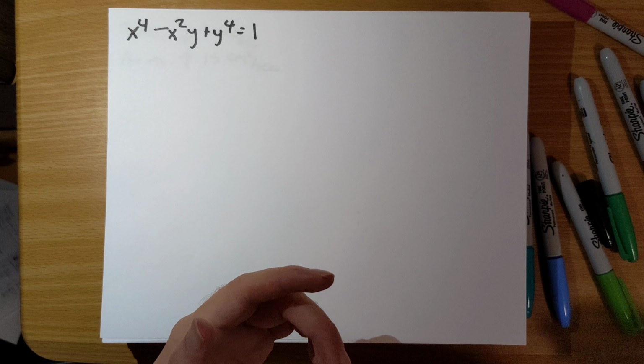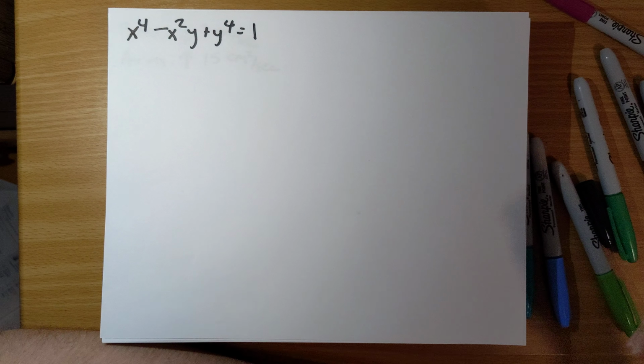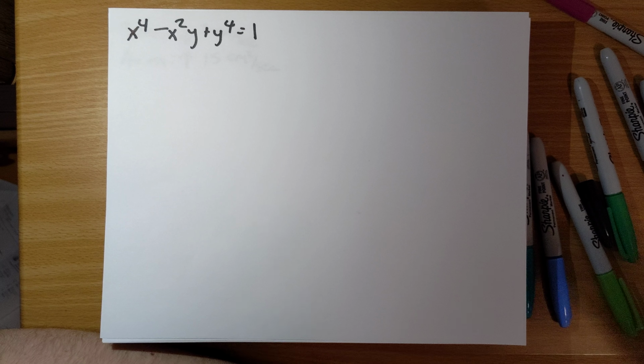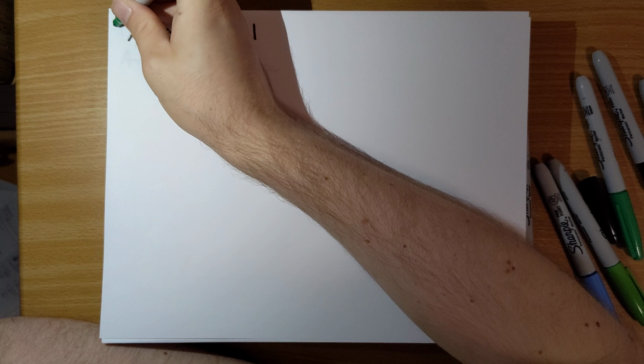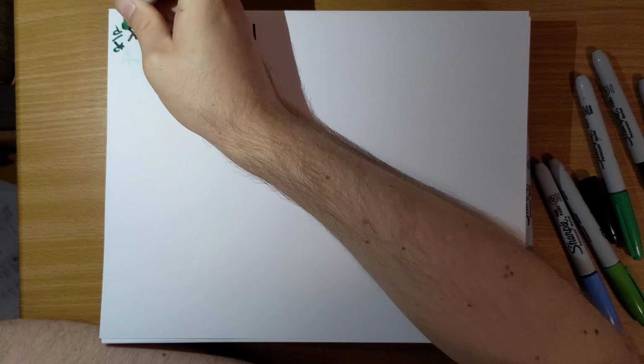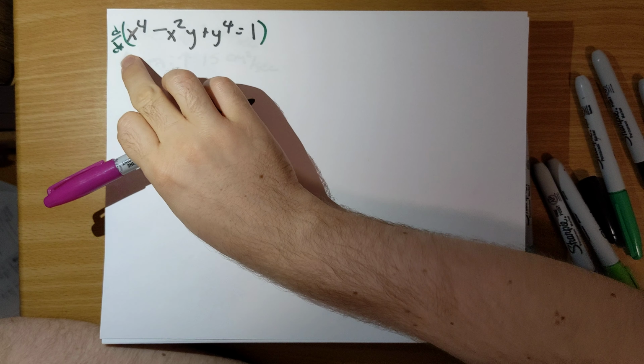Question number 22, we're being asked about the curve with this equation. We want to find dy dx at a general point on this curve. To do this, we're going to use implicit differentiation. We're going to take the derivative of both sides with respect to x. Okay, let's crunch this out.